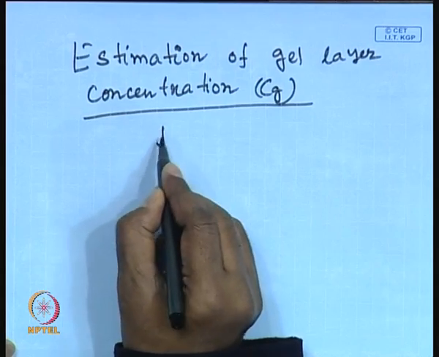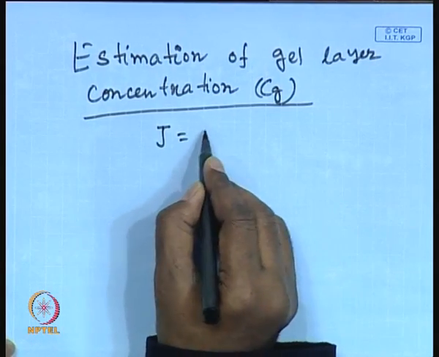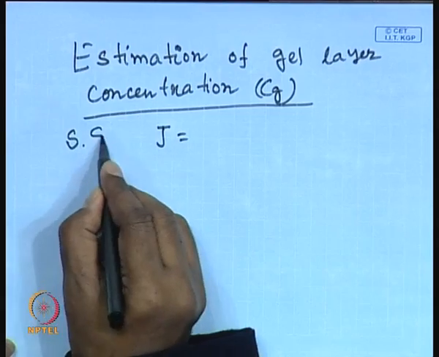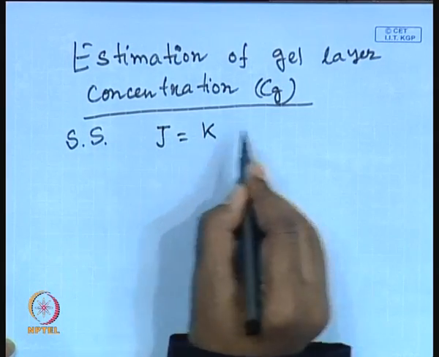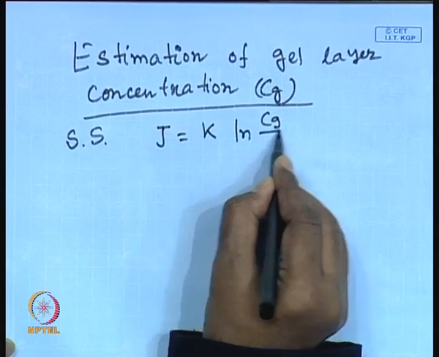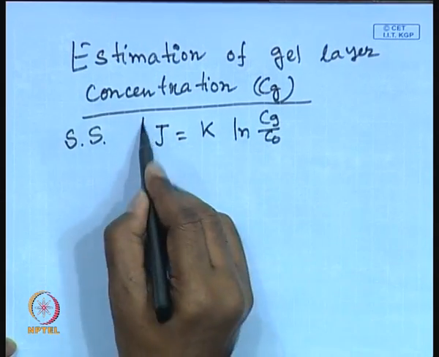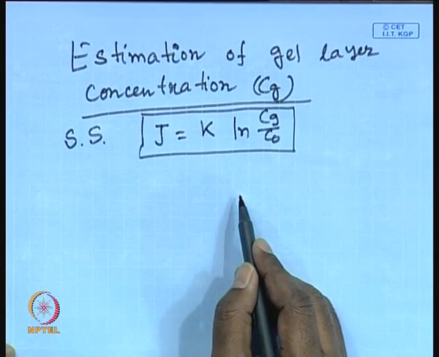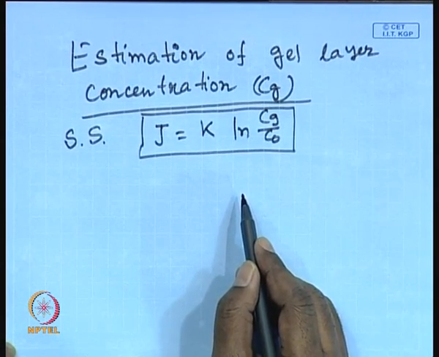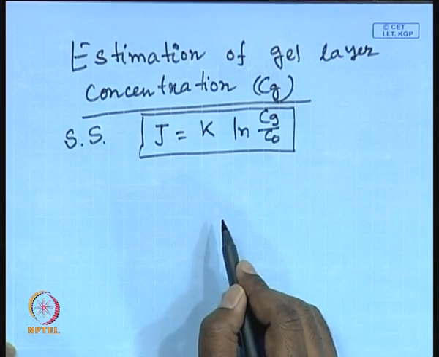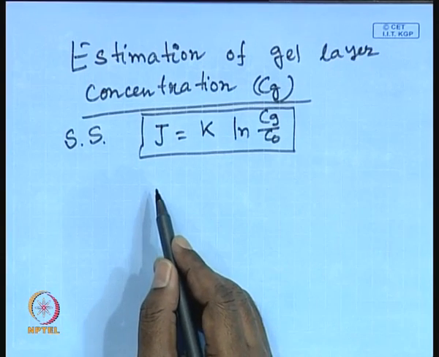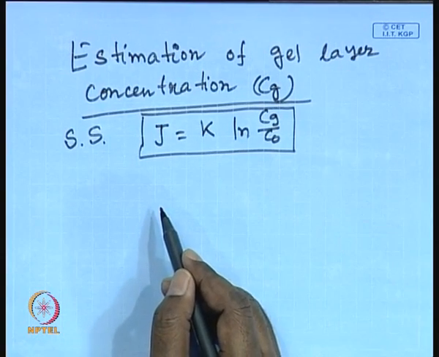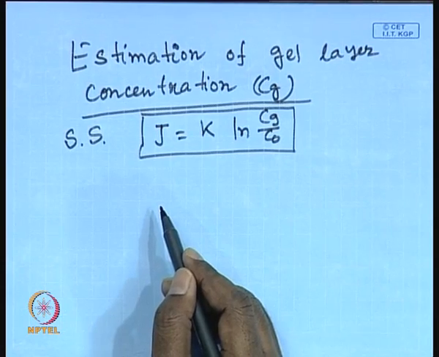if you remember the permeate flux under the steady state, J is equal to K times ln Cg by C naught. Okay. This is the film theory expression of permeate flux under the steady state operation. Now, we do not know the value of C gel. What we will do, we will take various concentrations of the solute and carry out the filtration experiment and wait for the steady state to be reached.